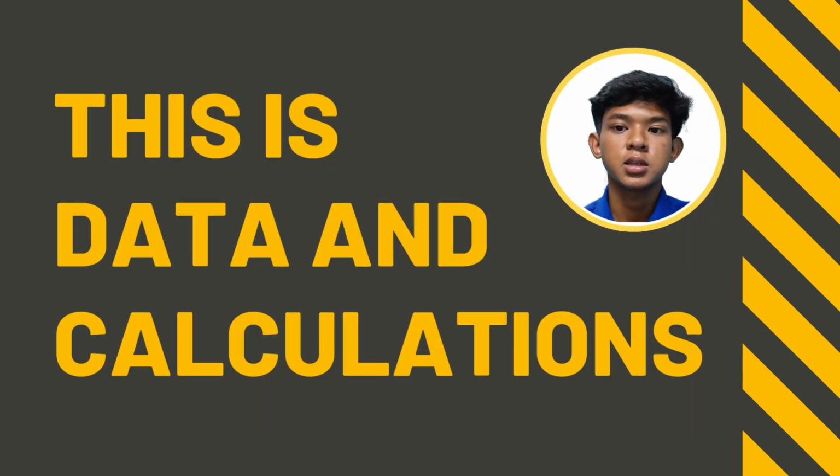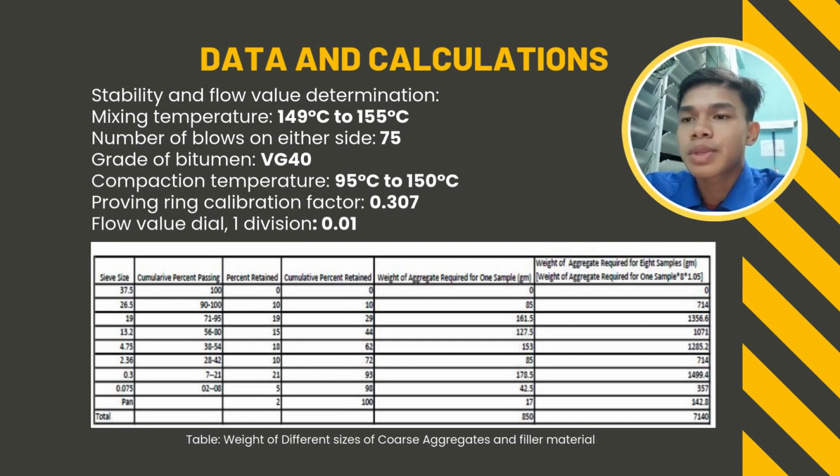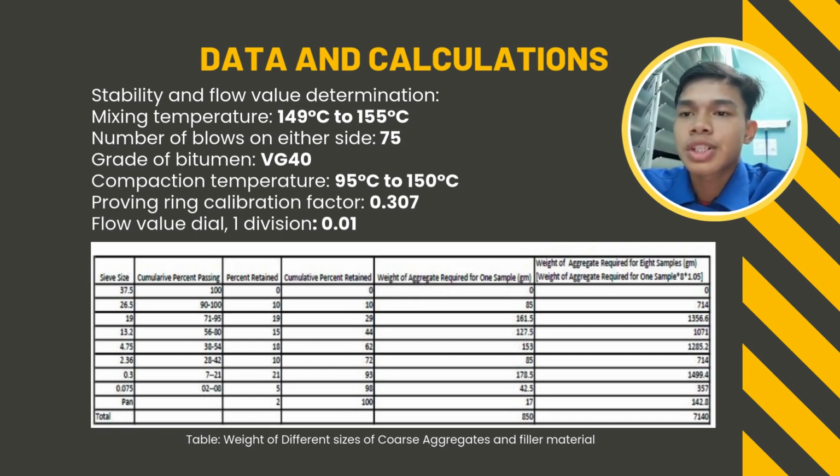Okay, next, this is data and calculation. For data and calculation, stability and flow value determination. So mixing temperature is about 149 degrees Celsius to 155 degrees Celsius. Number of blows on either side is 75.